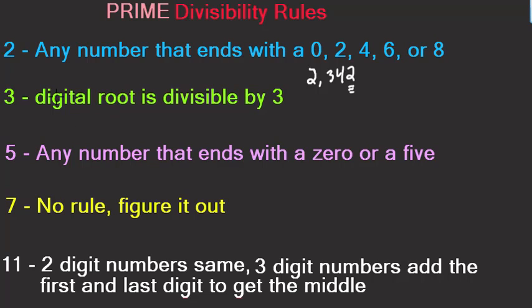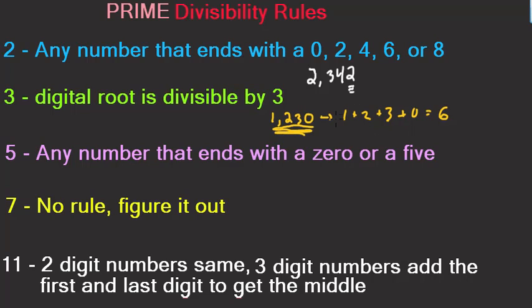For 3, the digital root is divisible by 3. So for example, if I have a number like, I don't know, 1,230, if I just add all these digits together, so I do 1 plus 2 plus 3 plus 0, that equals 6. And 6 is divisible by 3. Meaning that 1,230 is also divisible by 3. So just adding all the digits together and seeing if that is a multiple of 3.